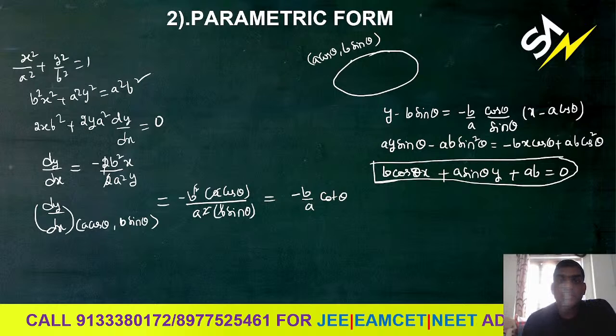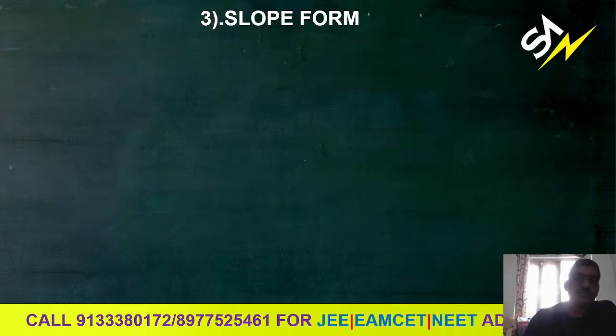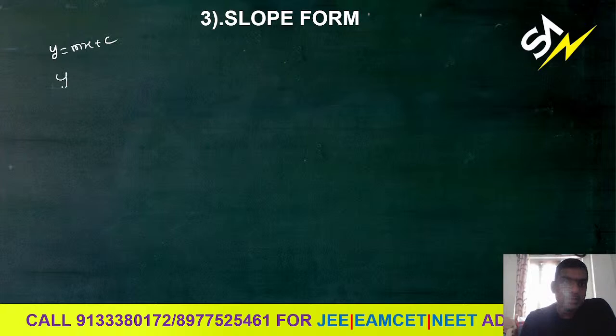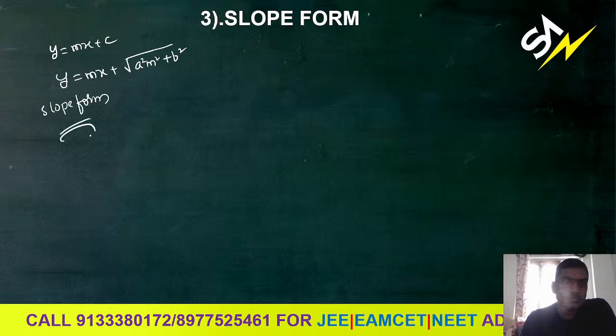Next, let us see what the slope form is. The slope form we have already derived, right? y is equal to mx plus c. So y is equal to mx plus, what is c, sir? The square root of a square m square plus b square. This is called the slope form of a tangent.